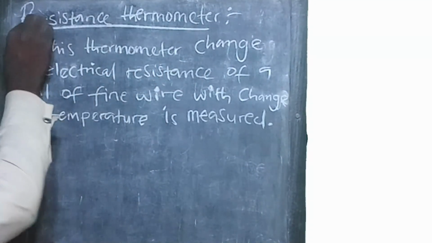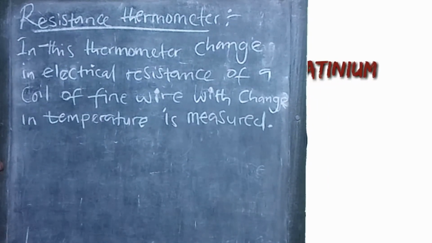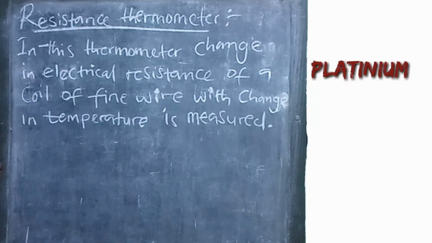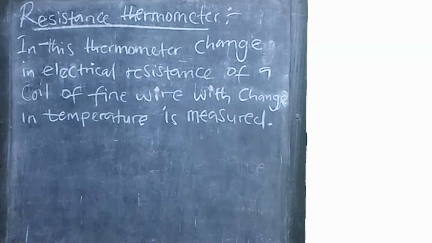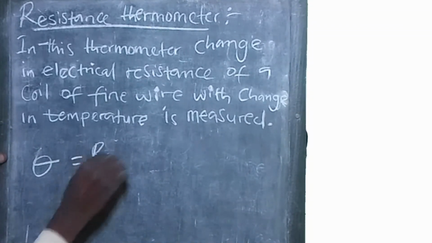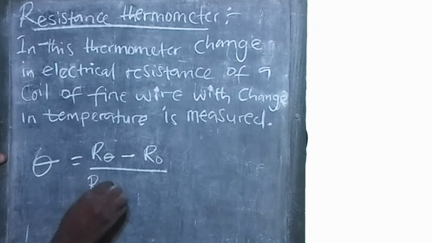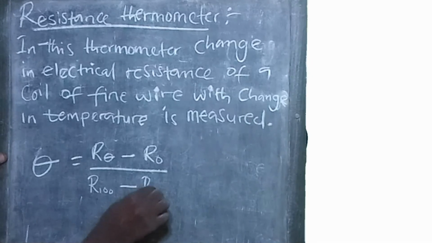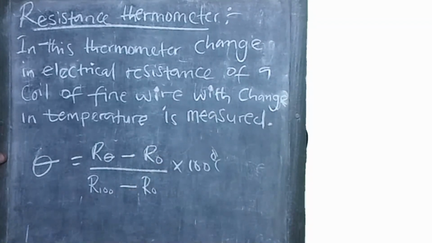Resistance thermometer. In this thermometer, the change in electrical resistance of a coil of fine wire with change in temperature is measured. Remember, it is platinum that is used in this thermometer as the thermometric substance. And also the resistance thermometer is more precise than the other types of thermometers. R theta, R naught, R100, R naught, by 100 degrees centigrade.